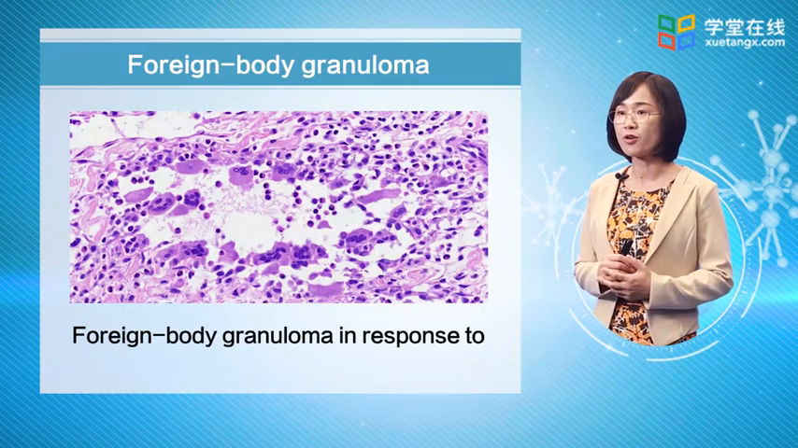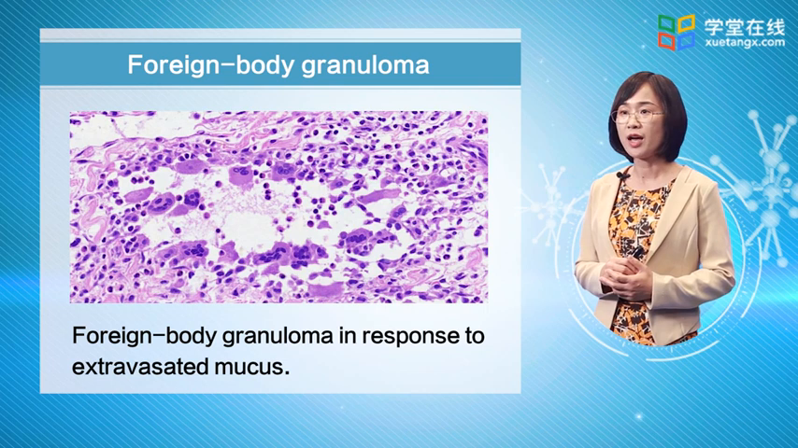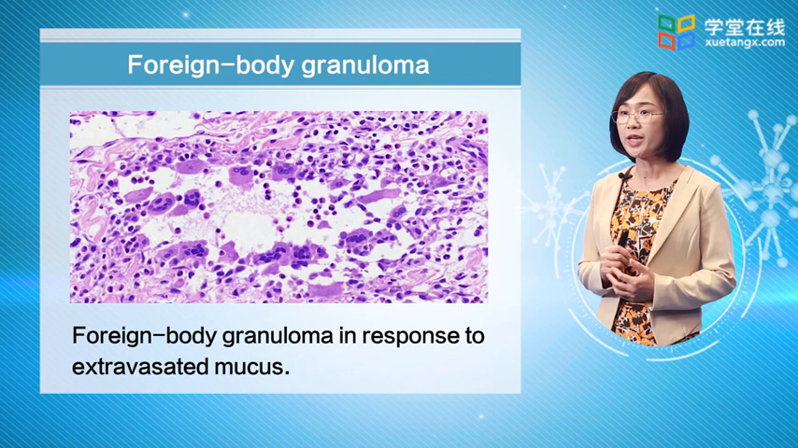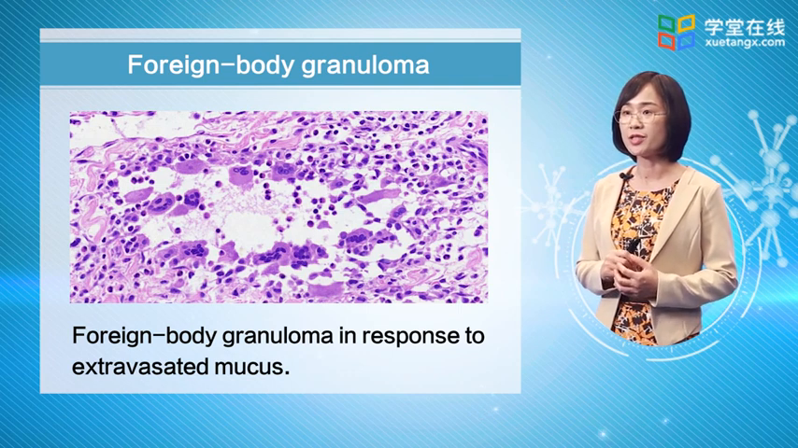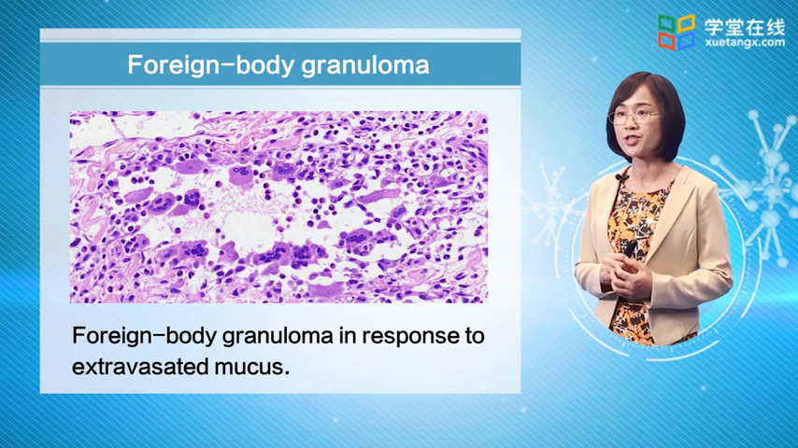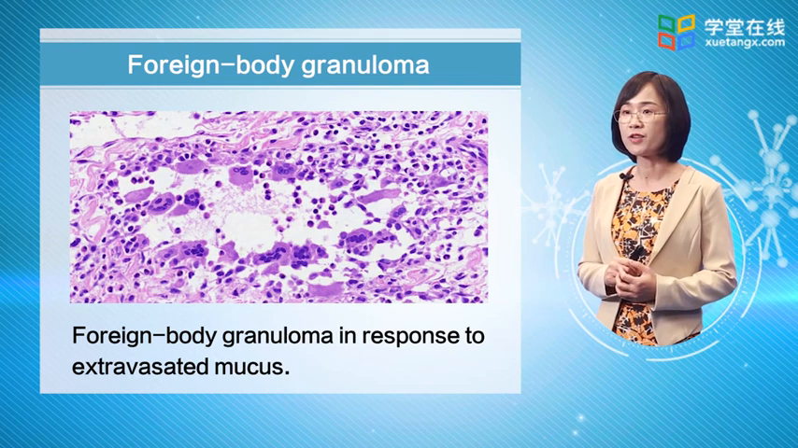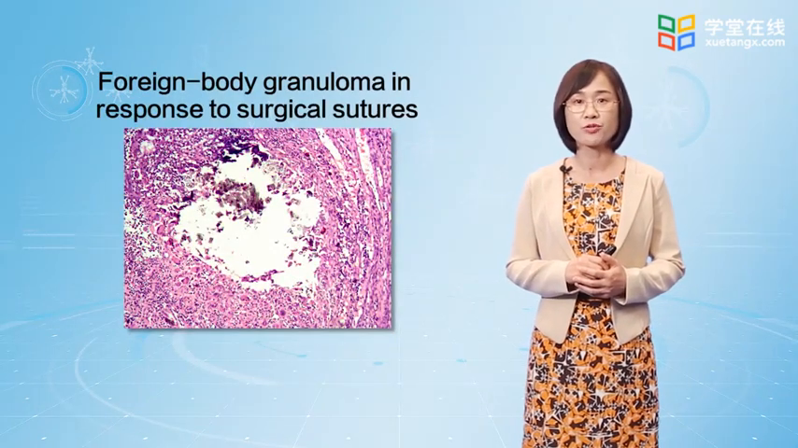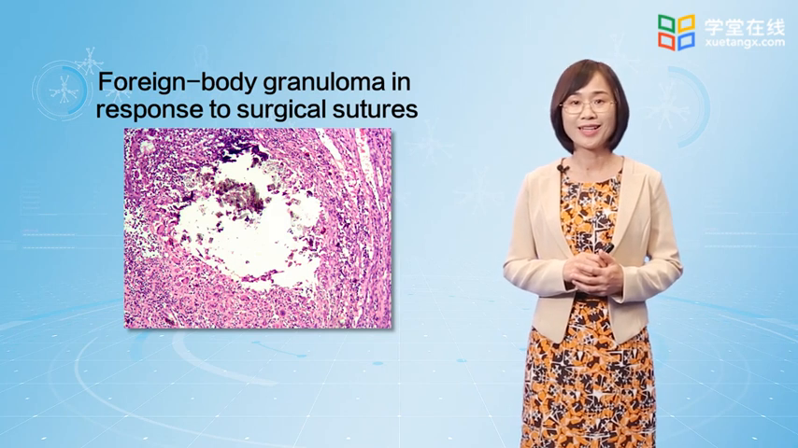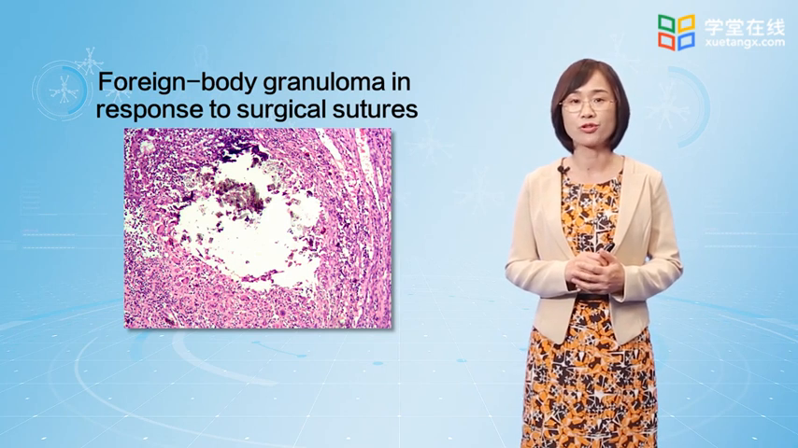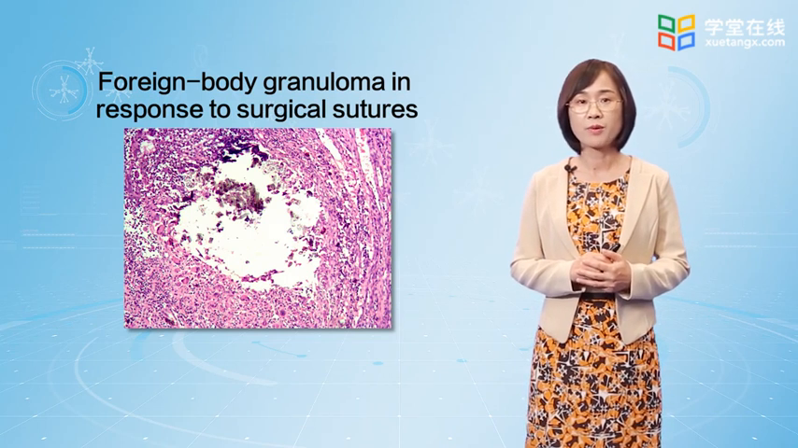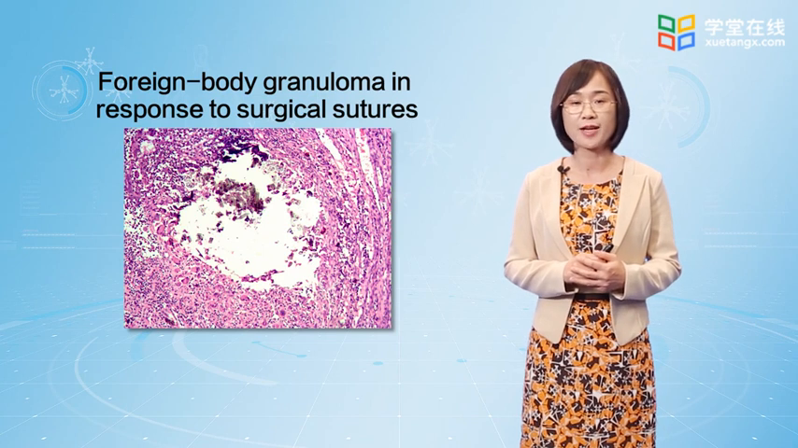This is a foreign body granuloma in response to extravasated mucus from an injured gland. We can see that the mucus is surrounded by many foreign body giant cells, with some peripheral lymphocytes. This is a foreign body granuloma produced in response to surgical sutures. These gray-blue strands are sutures, which are surrounded by foreign body giant cells, with peripheral accumulation of lymphocytes.